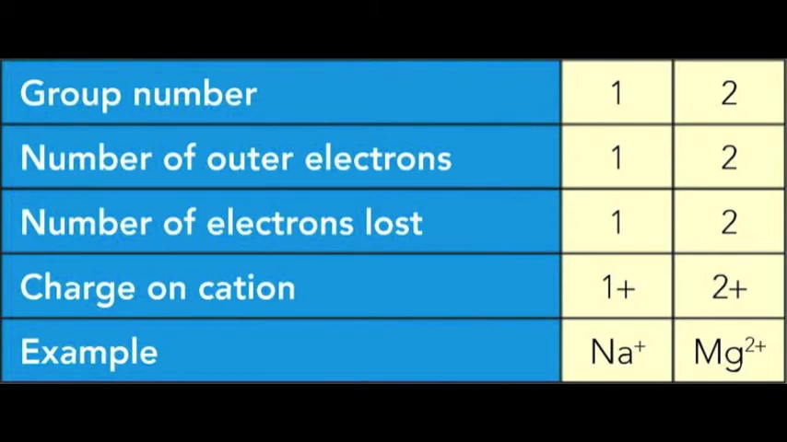Metal atoms lose outermost electrons when they form ions. For example, in group 1 and 2, the number of outer electrons lost is the same as the group number.